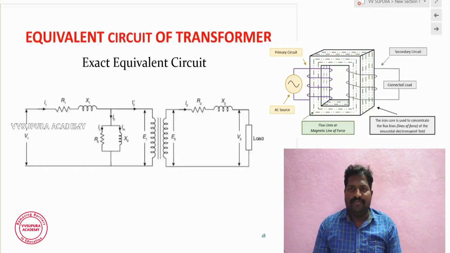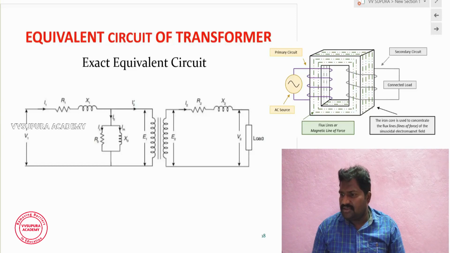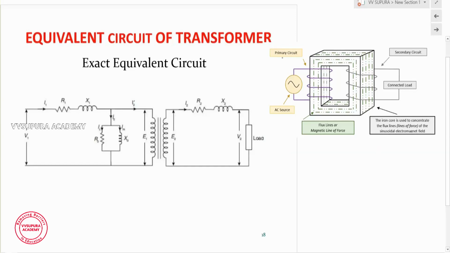Now let's discuss the equivalent circuit of a transformer. Every time we can't draw the primary winding, secondary winding, iron core and flux. So we can represent a single line diagram of a transformer, which is called the equivalent circuit of a transformer. In this figure we can understand the equivalent circuit of a transformer.